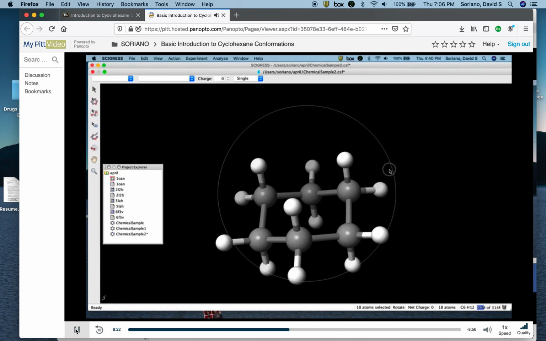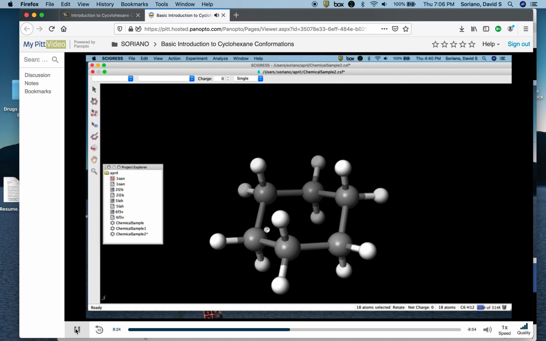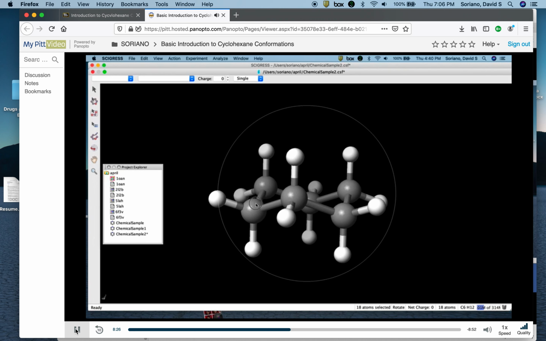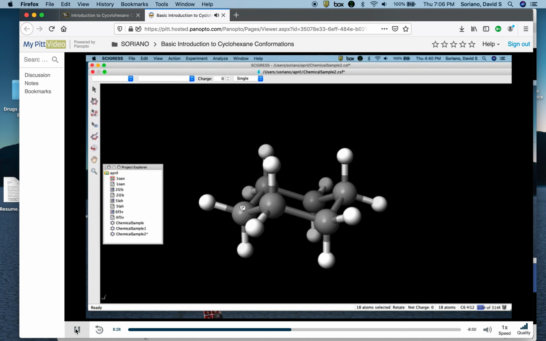Okay, so 3 axials above, 3 below, and 6 equatorials. That's called the chair. Now, is this the only conformation, this chair? Oh, no. No, no, no. You will be studying ring flip. Now, I won't do that right so much now, but there is what's called ring flip, conformational isomerization. You can turn that ring inside out.